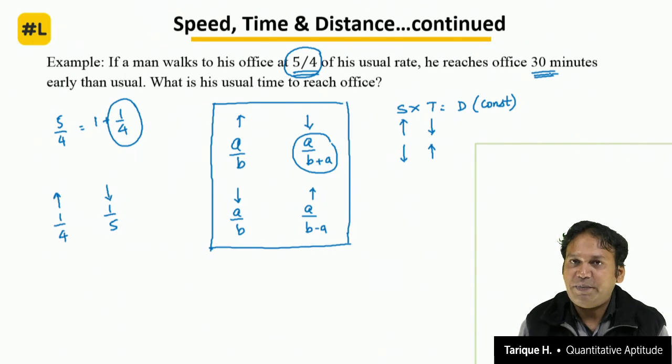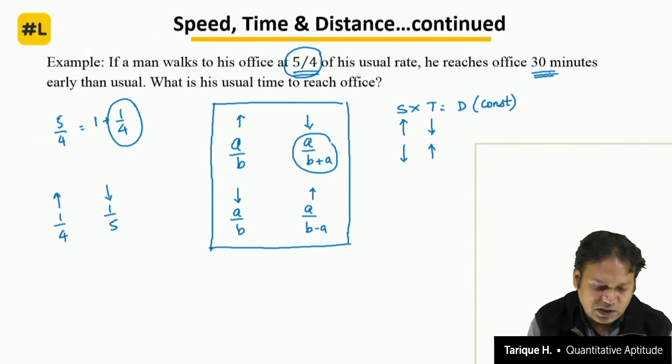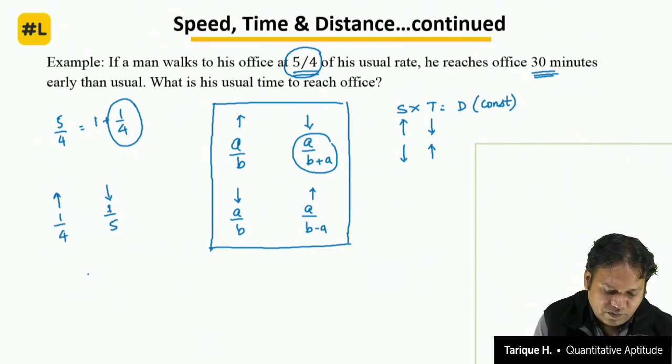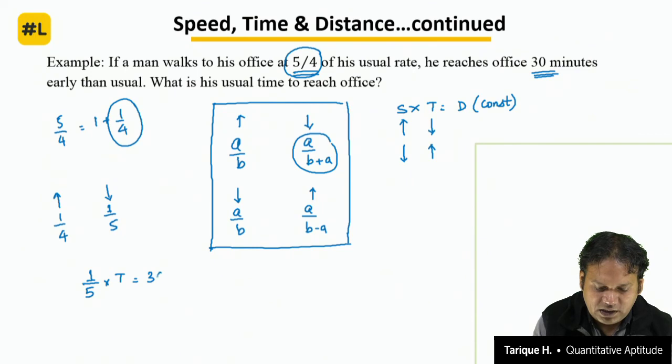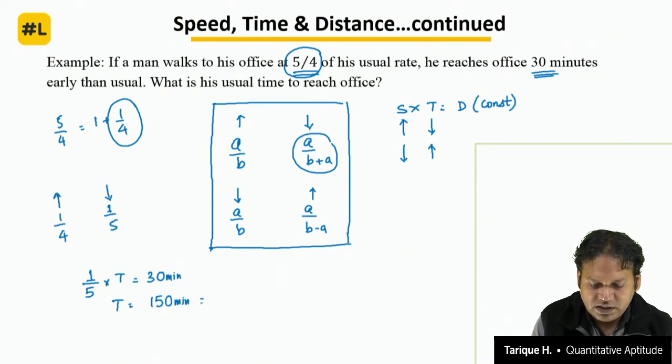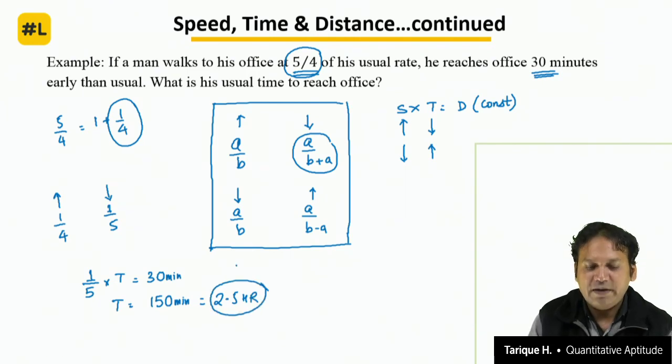right. So if speed is increasing, time will reduce by how much? By 1 by 5. So 1 by 5 of whatever time he was taking earlier is equal to 30 minutes. That means the time that he was taking earlier is equal to 150 minutes. 150 minutes is equal to 2.5 hours. So the answer is 2.5 hours.